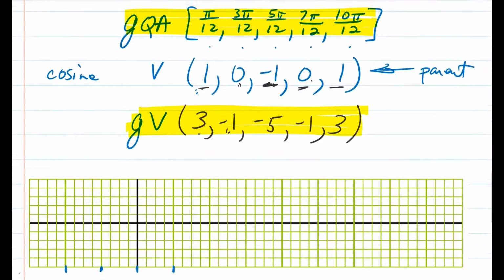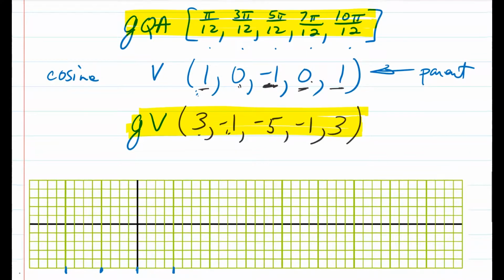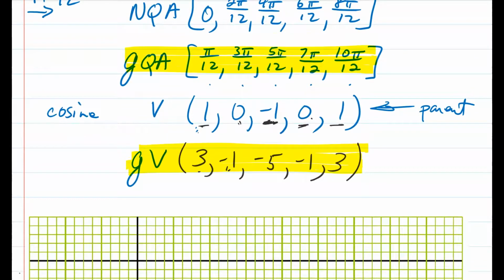So we got 7 pi/12, and then we go to 10 pi/12. Wait a second, that's a mistake, isn't it? You guys see that mistake? 1 pi, 3, 5, 7. This is a 9 pi/12 right here.